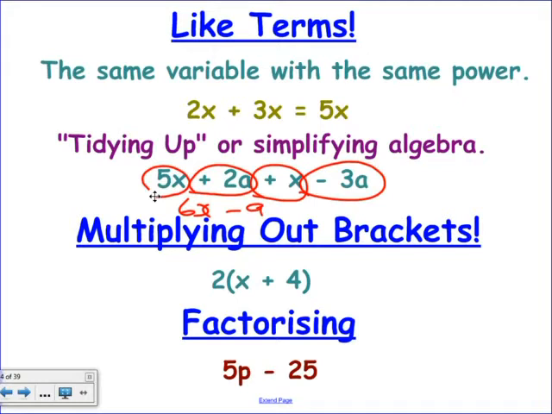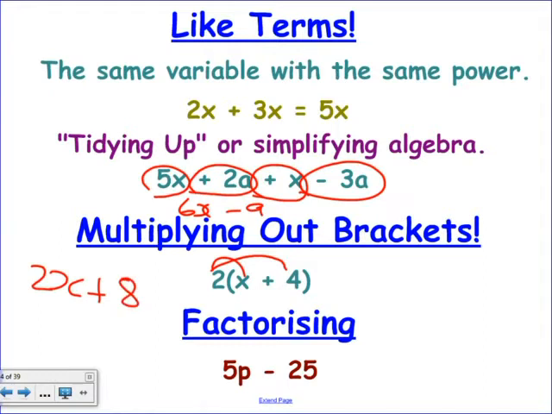Right, multiplying out brackets. To multiply out a bracket, what do we have to do? Multiplying out of the bracket. What do you have to do? Times what is out of the bracket, like what's in the bracket. So the number outside the bracket has to multiply every term inside the bracket. So 2 times x is 2x, and 2 times plus 4 is plus 8.